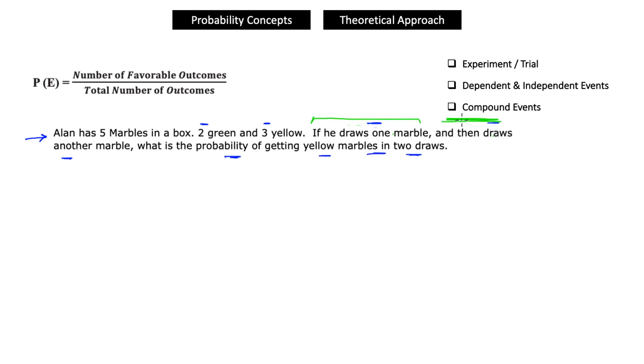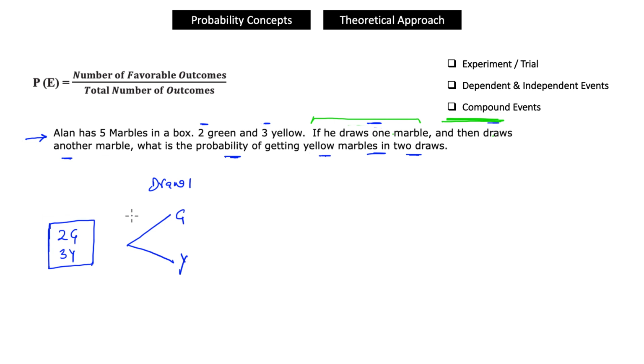Okay, so these 2 events are happening in a sequential way, right? So to best understand this problem, let's draw a very simple diagram. Let's say this is my box, okay? And this box contains 2 green and 3 yellow. So as you go forward with your first draw, what happens? You could get a green or a yellow. These are the only 2 possible outcomes.